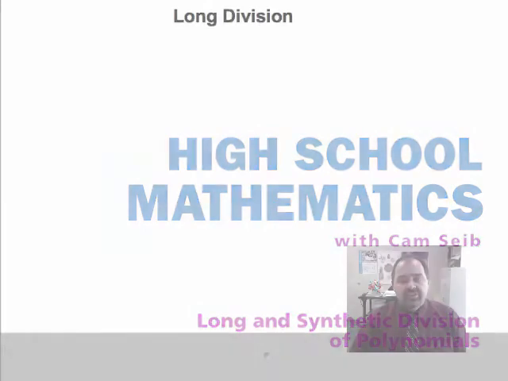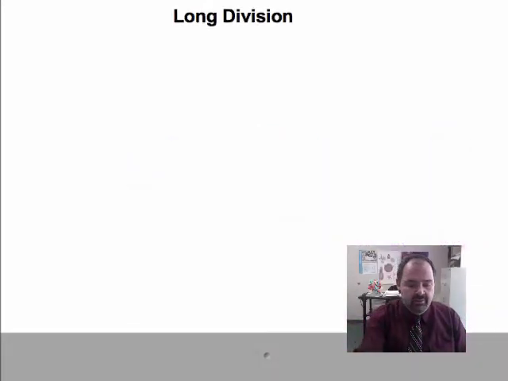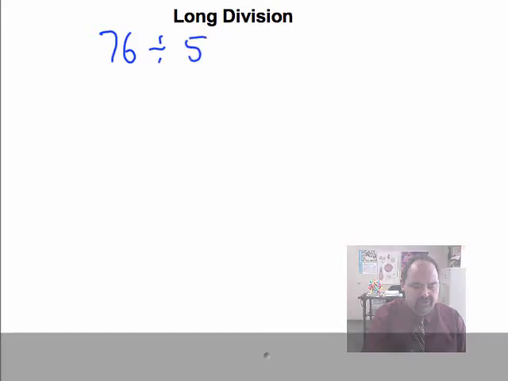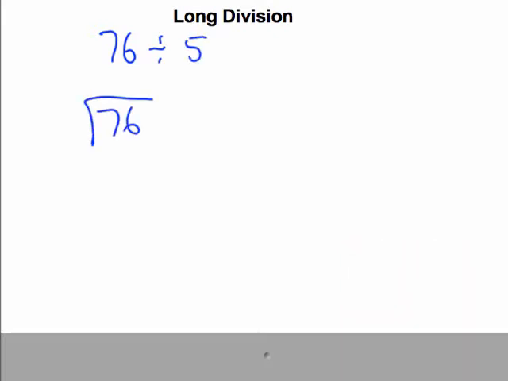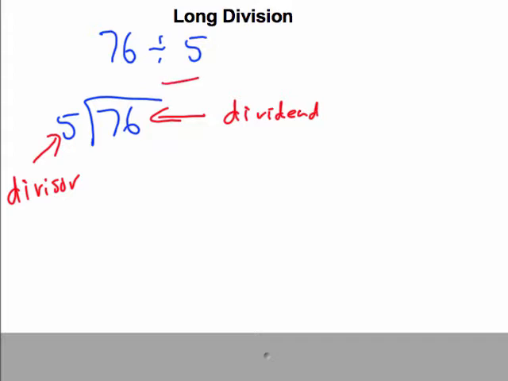In this video, we're going to look at long division of polynomials, but before we do that, let's just do a quick review of long division of numbers. I've got 76 here divided by 5, so I'm going to set it up in the traditional long division format. Just a reminder that what I'm dividing by is called my divisor. What I'm dividing into is my dividend. The answer I get when I divide is called the quotient, and the leftover at the end is the remainder, but we'll get to that.